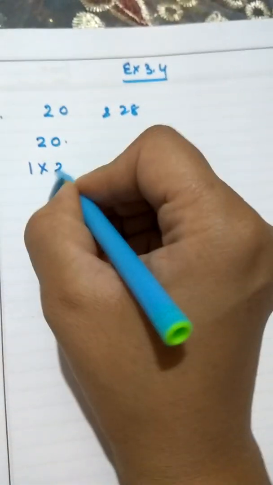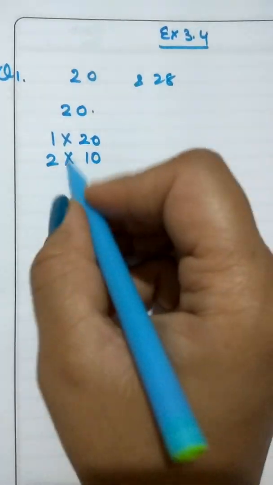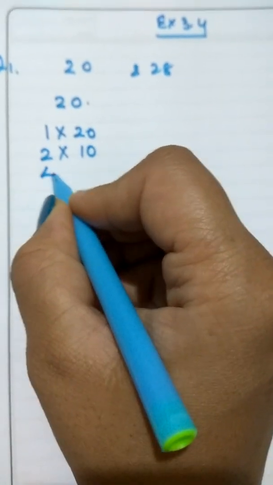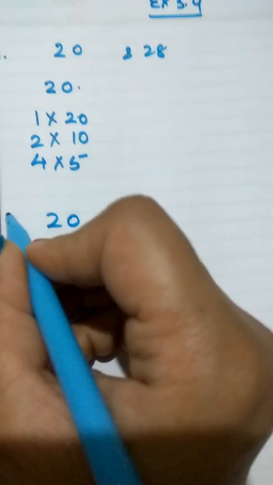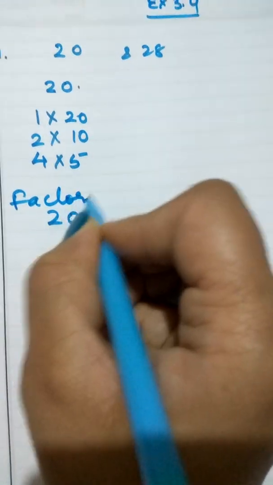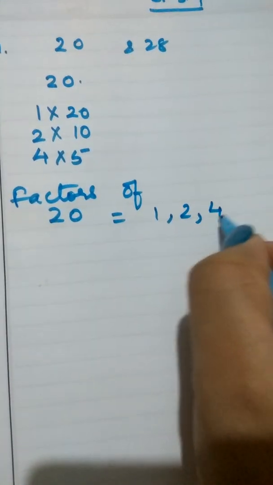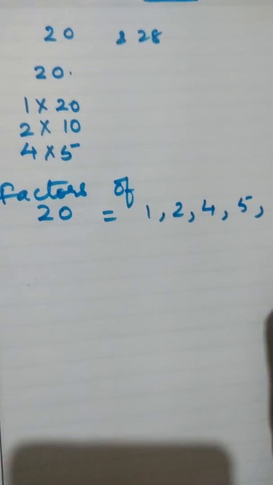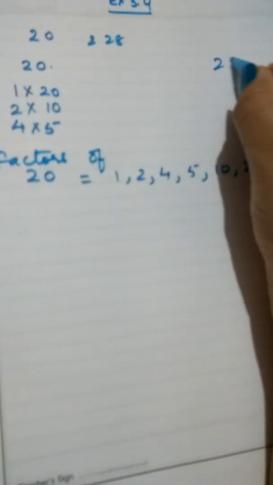factors. So factors of 20 are 1 into 20, 2 into 10, 3 is not a factor, 4 into 5. So factors of 20 will be 1, 2, 4, 5, 10, 20. Right. Similarly, let's find for 28.